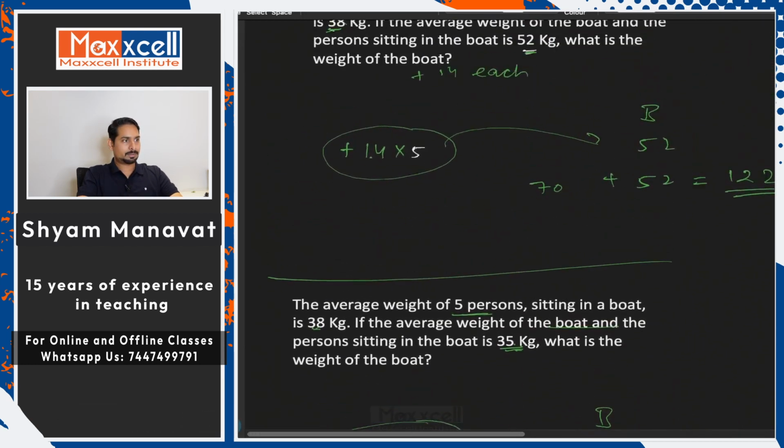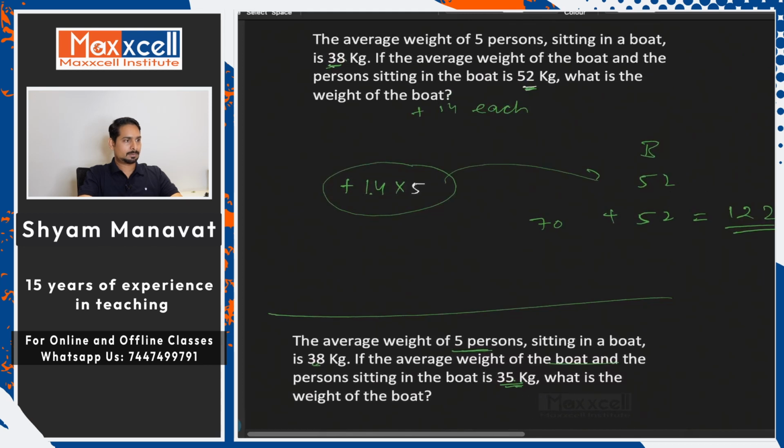Let me just give you a recap of the difference between these two questions. See, same question, the average was more by plus 14, so I did plus 14, and while distributing there were 5 people except the one who joined, that is the boat. So distributed equally, plus 14 amongst 5 people, we got plus 70 and plus 52. This is always plus 122.